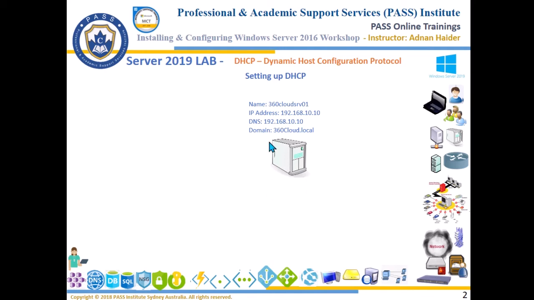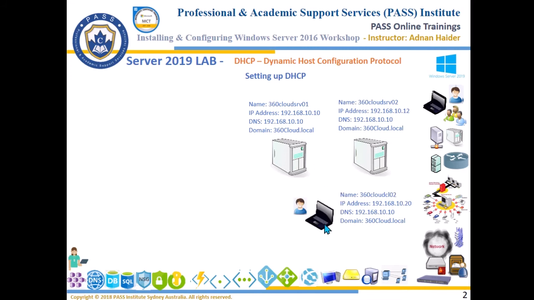So in this lab, the architecture is that we have two servers and one client. Server number one's name is 360 Cloud Serve 01, and 360 Cloud Serve 02 is server 2. This is the IP configuration. One of the servers has Active Directory inside, but no DHCP. So we're going to configure DHCP right from scratch.